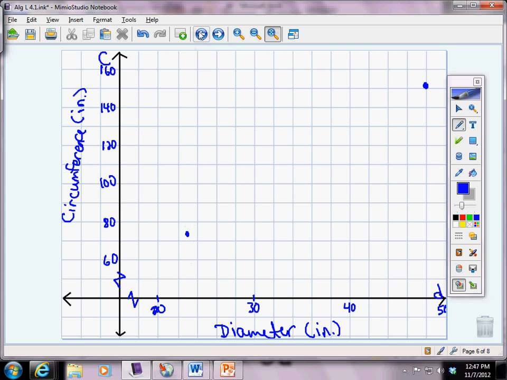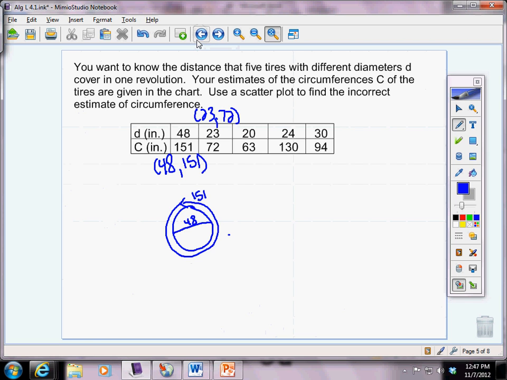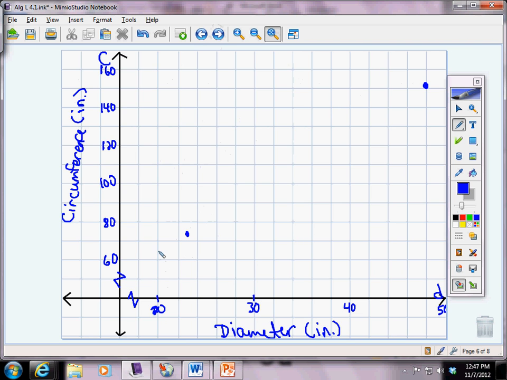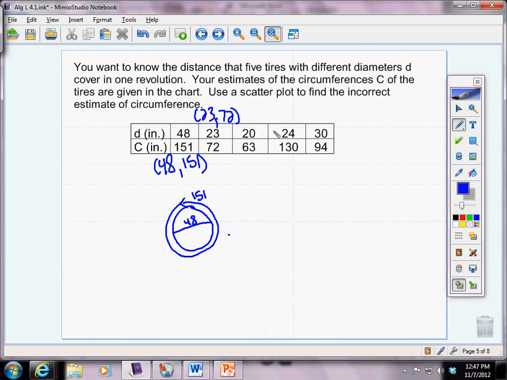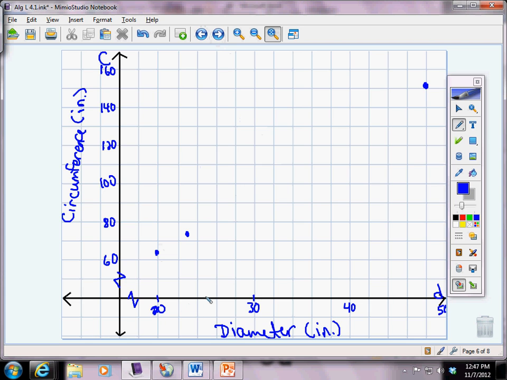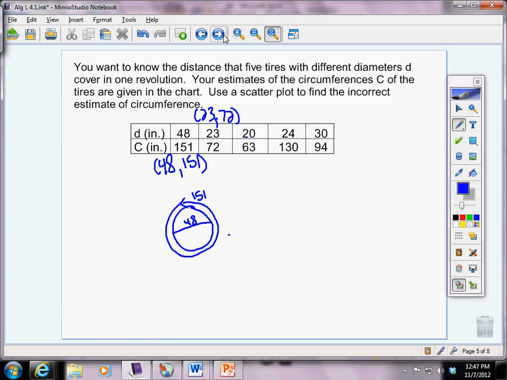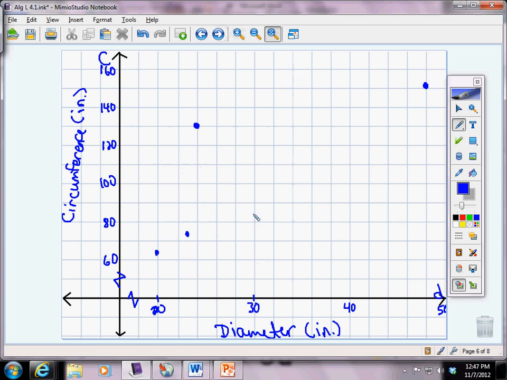Again, with scatter plots, we're just doing the best we can to put a point that represents these numbers. This point, 20, 63, will be right in here. 24, 130. Here's 24, 130 is way up here. And we have 30, 94. Here's 30, 80, 94 would be right in here.